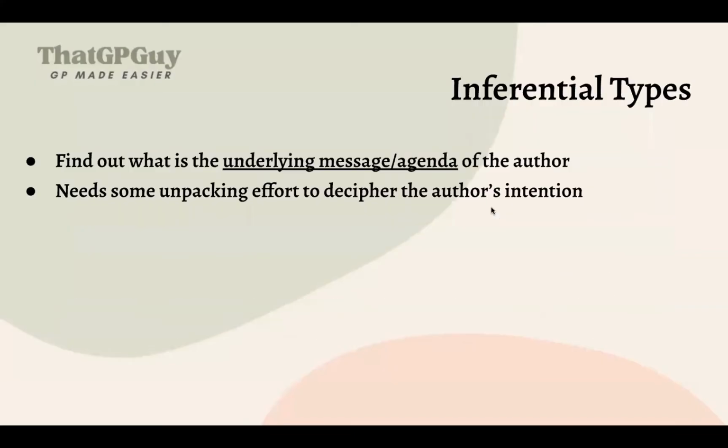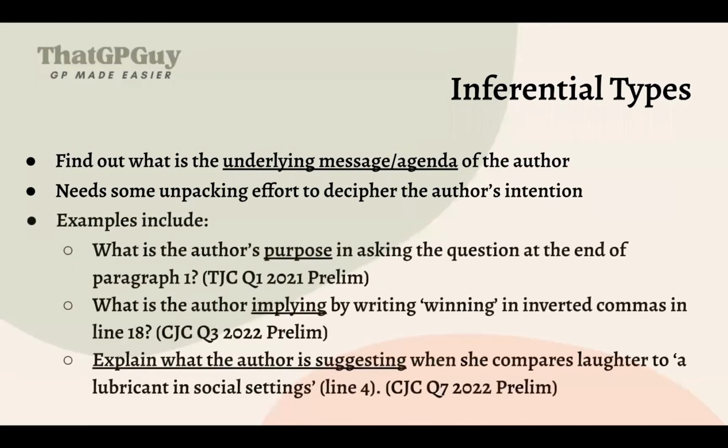In contrast, for inferential types, this is a little trickier because you need to be able to understand what the author is trying to say. Sometimes, if you're lucky, the message is in there, but sometimes it might not even be there. You need to be able to unpack it on your own. So to answer inferential questions, you need to be able to unpack what the author's intention is. Some of the questions here, same thing. I've put the schools there and the question number as well as the year, so you can go and find it on your own afterwards too, if you have the access.